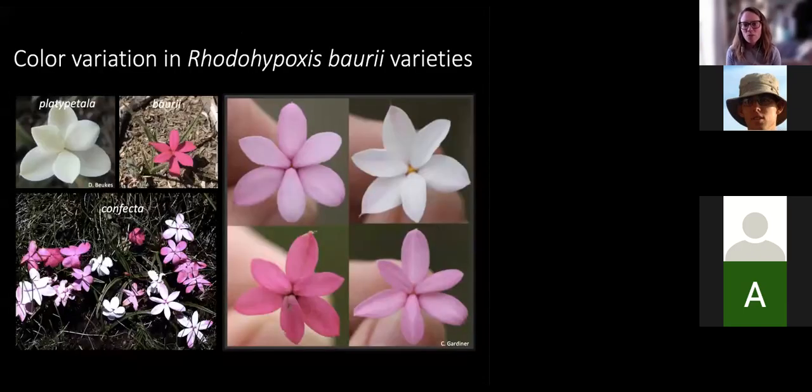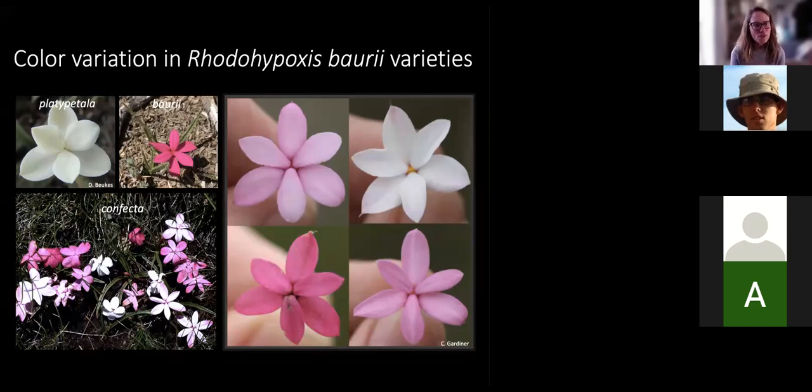So once we had a preliminary understanding of flower color variation at a macroevolution scale, we really wanted to focus on color variability within a species. And Rhodohypoxis baurii is a species that is near and dear to my heart. I love this taxon. The varieties provide such interesting questions about reproductive isolation, polyploidy, hybridization, and then they come up with flower color variability too. So it's really just a phenomenal little species to ask all sorts of questions about plant evolution and speciation.